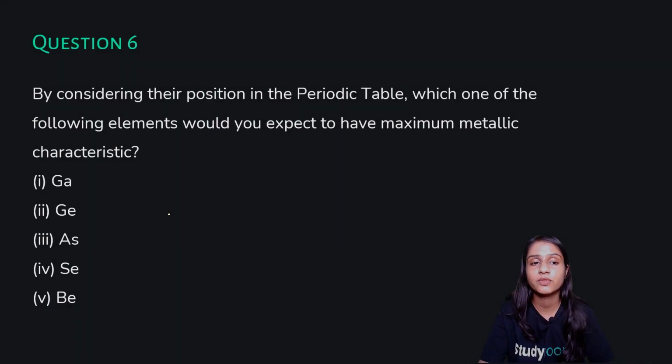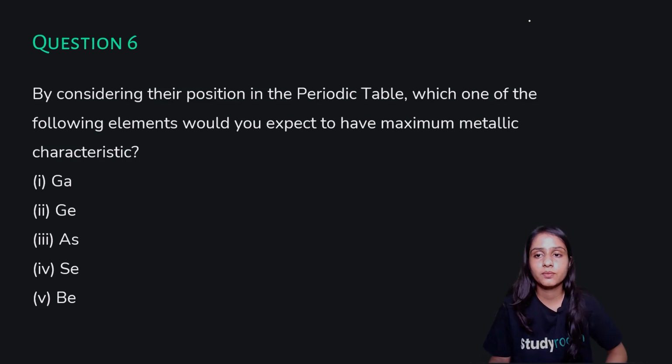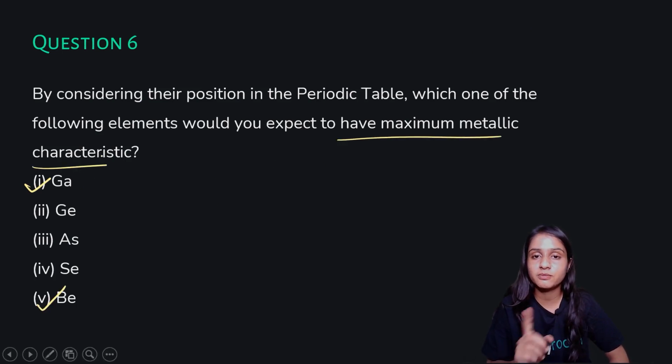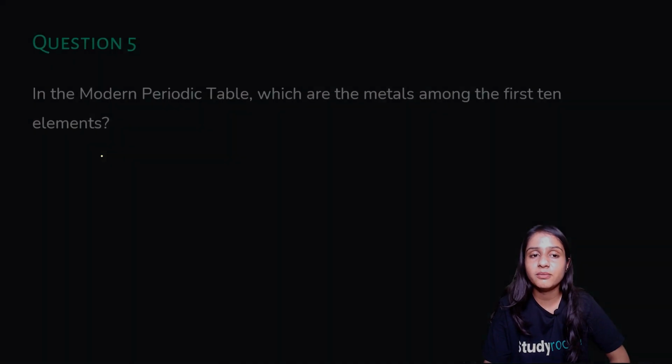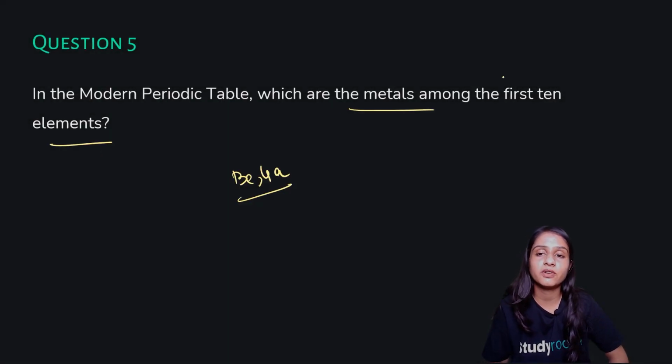Okay. By considering their position in the periodic table, which one of the following would you expect to have minimum metallic characteristics? Here beryllium and gallium will have the maximum metallic character because it is present on the left-hand side. Actually, I made a mistake. Okay, first 10. I am really sorry. It will be lithium here. Okay.